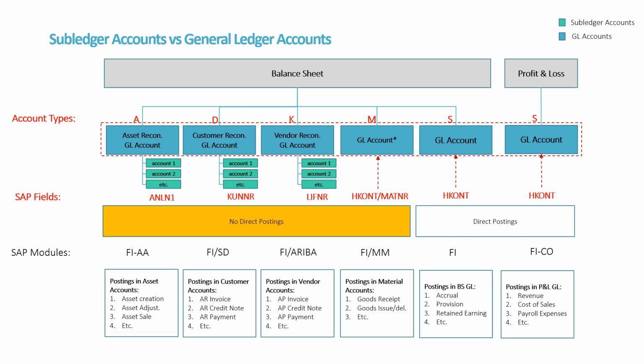Now let's talk about specifics. Asset-related stuff goes into asset subledger accounts, the A type of accounts. Think about asset creation, adjustments, sales of assets, and more. The BSEG field showing asset accounts is ANLN1.